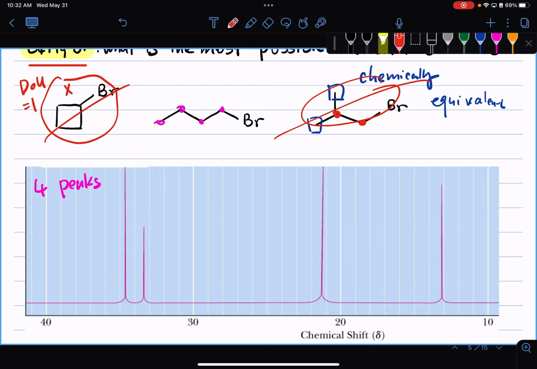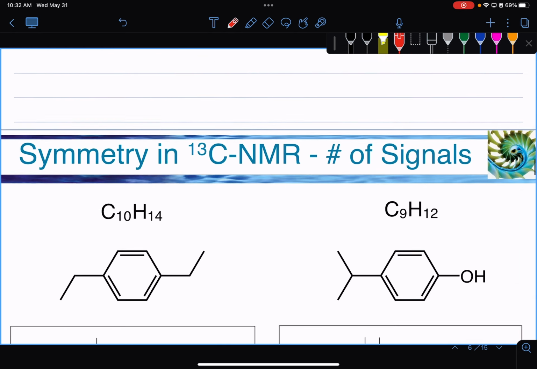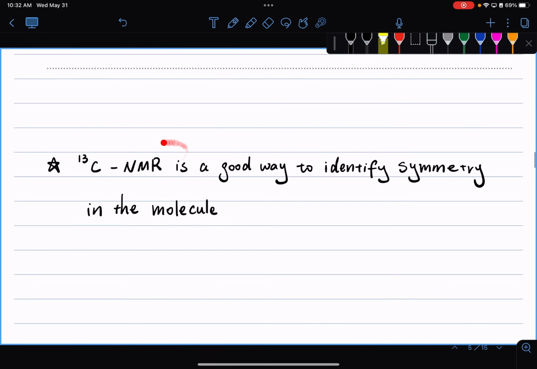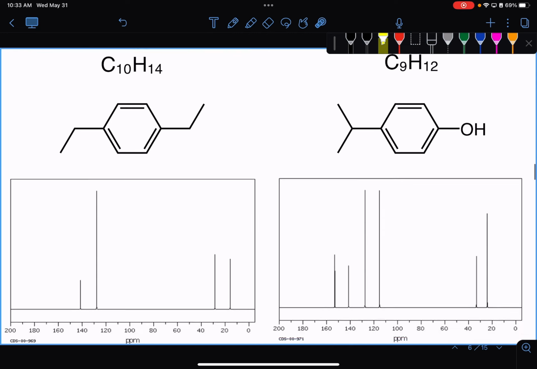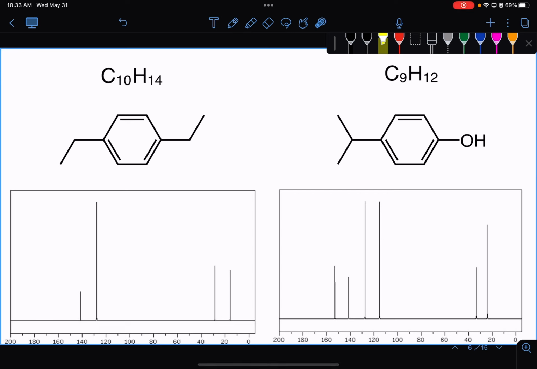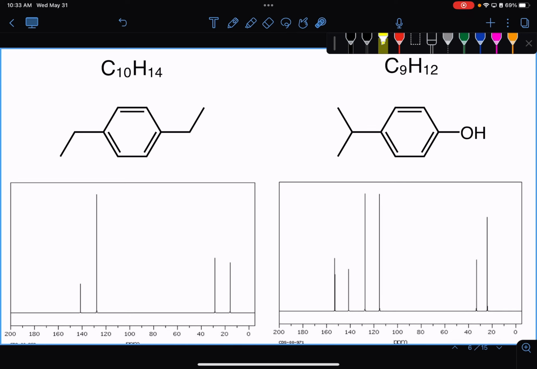All right. Let's do some more examples together. When we're talking about carbon NMR, it's a good way to identify symmetry in the molecule. We're just highlighting the possibility. If you look at the number of peaks in your carbon NMR and count the number of carbons in your molecular formula, it is a very good hint as to whether or not you have symmetry in your molecule. So let's take this as an example.